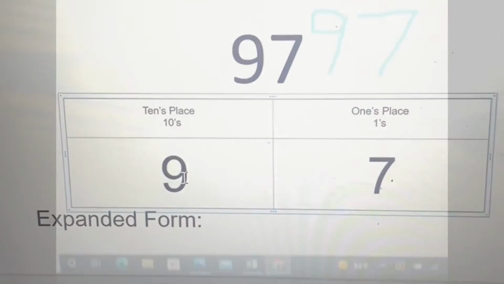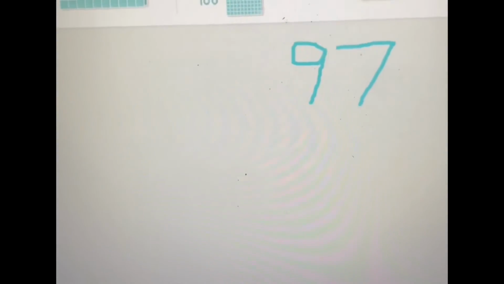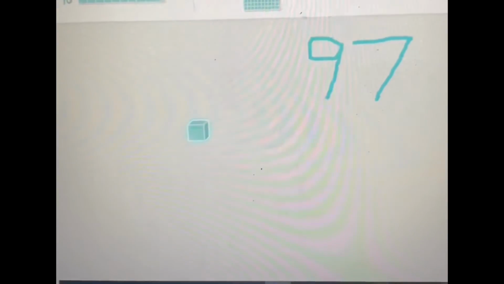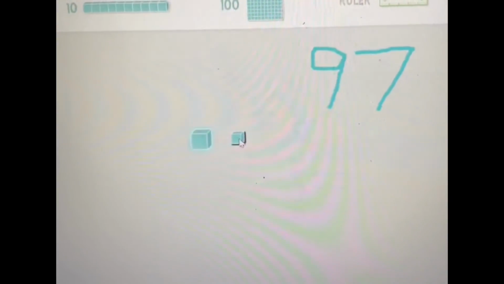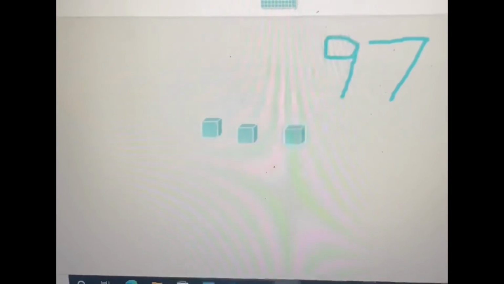Moving on to the visuals. All right, so now for the visuals, the number 97, we have 7 ones, so I'm going to bring out 7 ones. 1, 2, 3, 4, 5, 6, and 7. And then I have 9 tens.